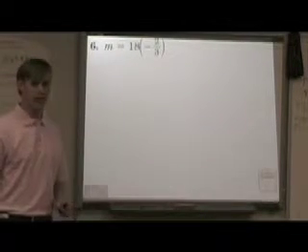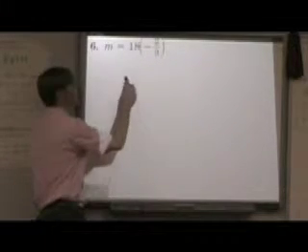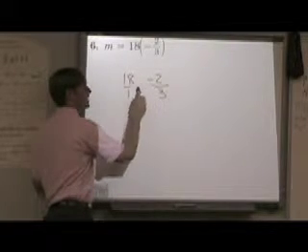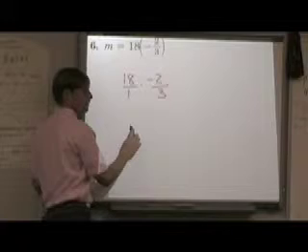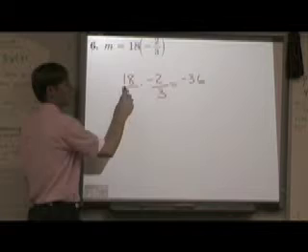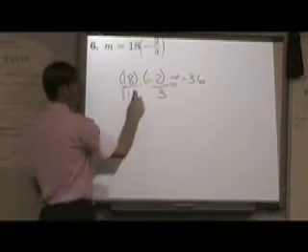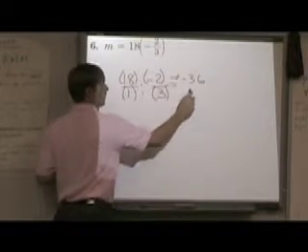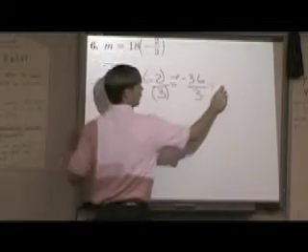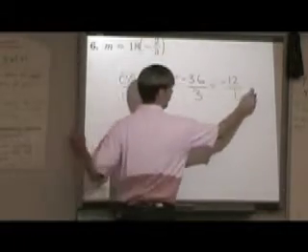Y'all try that. 18. Now 18 is the same as what? 18 over 1. And then you multiply that times negative 2 over 3. What's 18 times negative 2? Negative 36. So I want you to recognize that this times this is giving you that. And 1 times 3 gives you what? 3. Now, negative 36 divided by 3 is what? Negative 12. And you could even say negative 12 over 1, which equals negative 12.